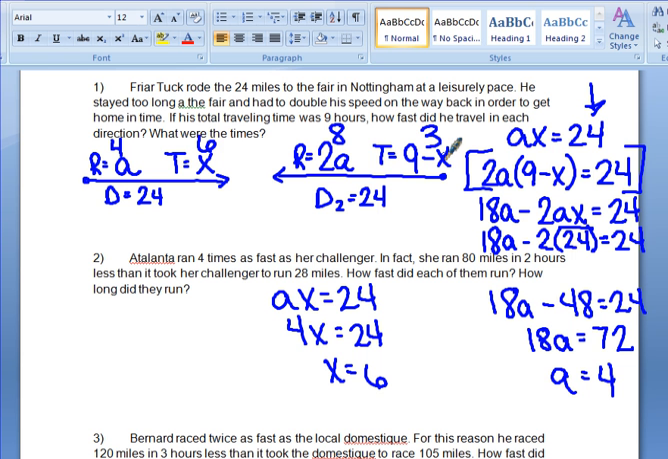All right, we can check this. Okay, remember rate times time equals distance. So in the first diagram, 4 times 6 is equal to 24. And in the second diagram, 8 times 3 is equal to 24, so it checks out. All right? Okay, let's go ahead and look at example number 2.